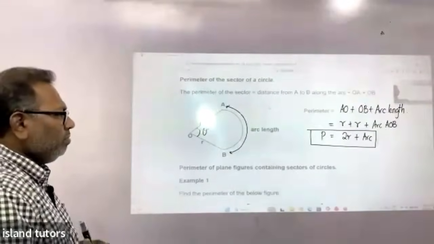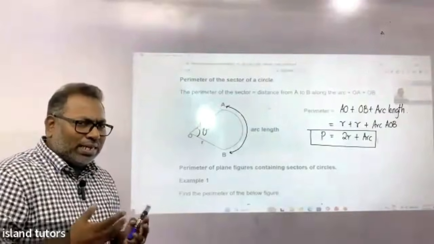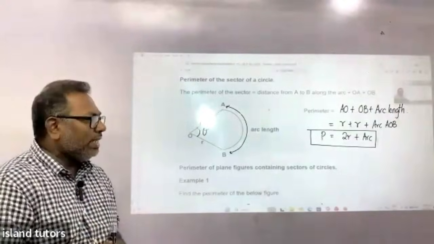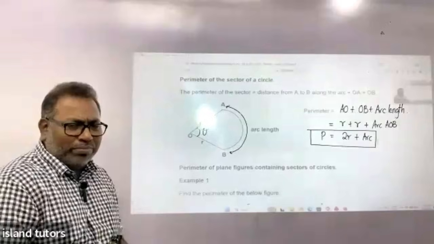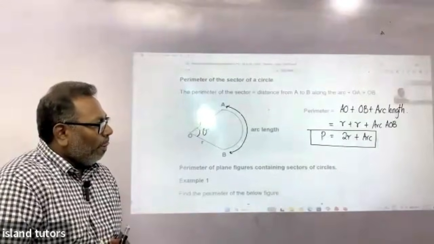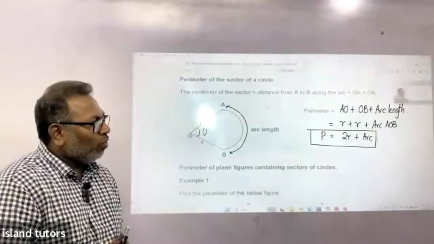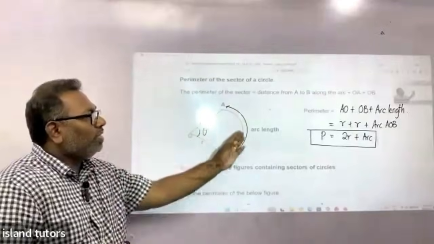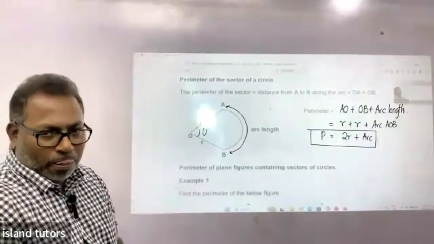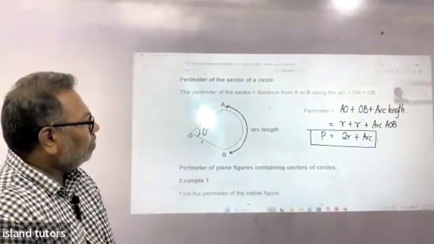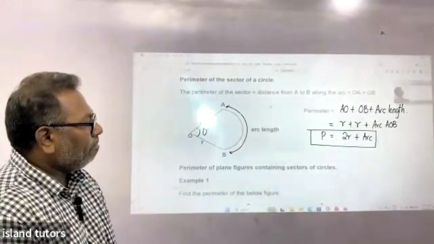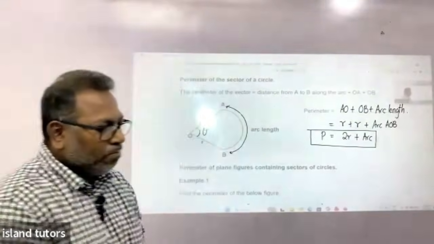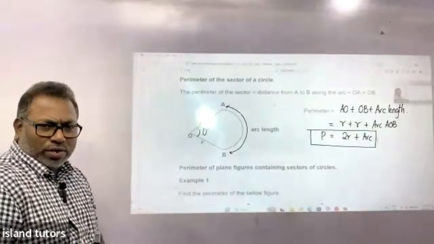All right, just fill in the blanks. These are things I think you all are very familiar with. You should be knowing this easily. I don't think there's a difficult part in the perimeter lesson actually. So AO plus OB plus your arc length will give you the perimeter of the sector of a circle. Any questions so far? Everybody's okay with that?